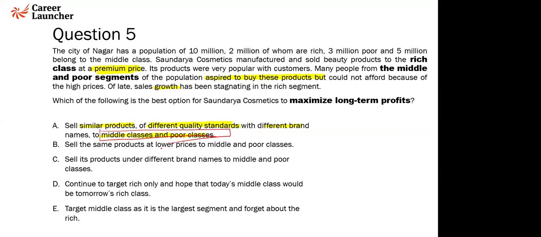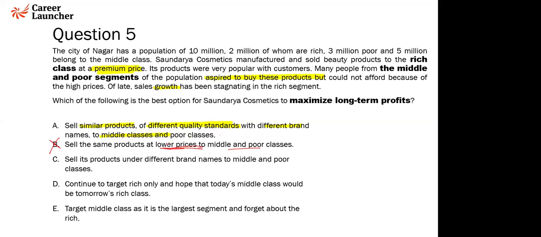Choice B, sell the same product at lower prices to middle and poor class. Is this a good idea? If we are selling the same product at a lower price to the middle and poor class, what stops the rich people also from saying, let me take that same product which is being sold at the lower price? How will you segregate? How will you ensure that the rich people will not buy the same product? So all this will achieve is the rich will also start buying the product at lower prices. So not a good option.